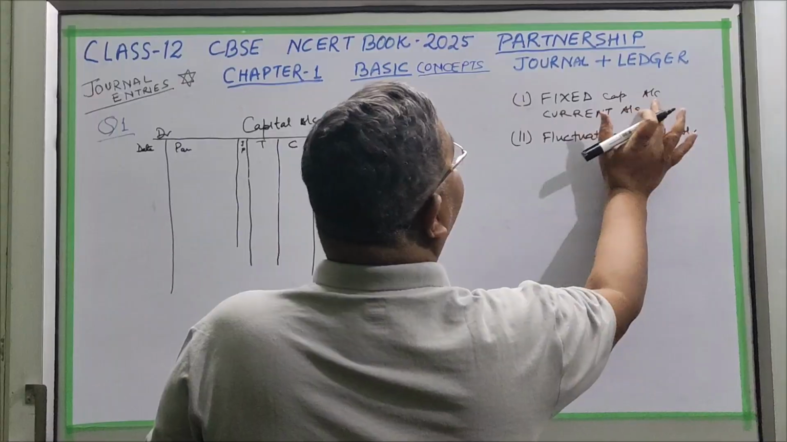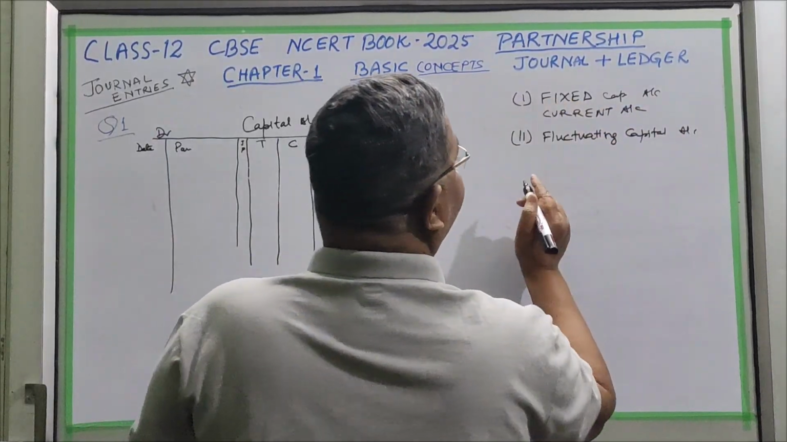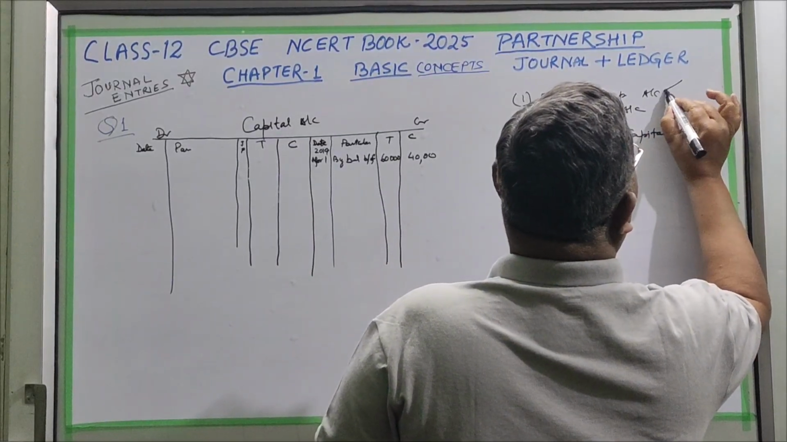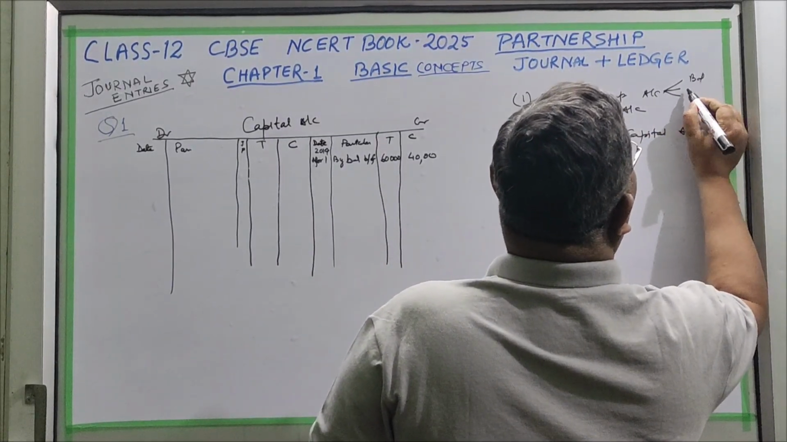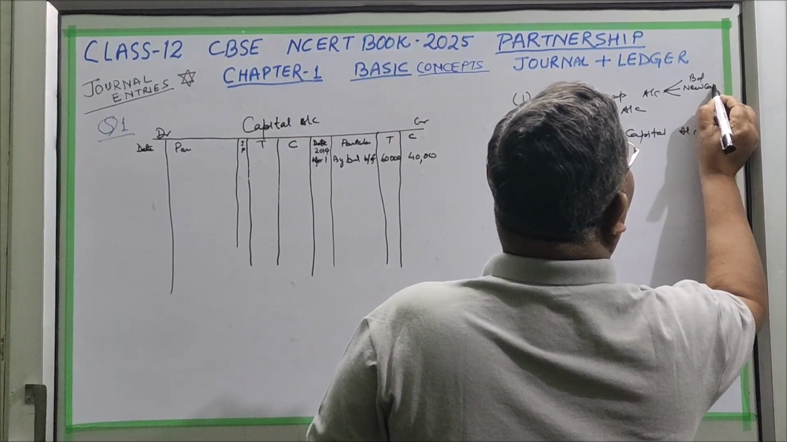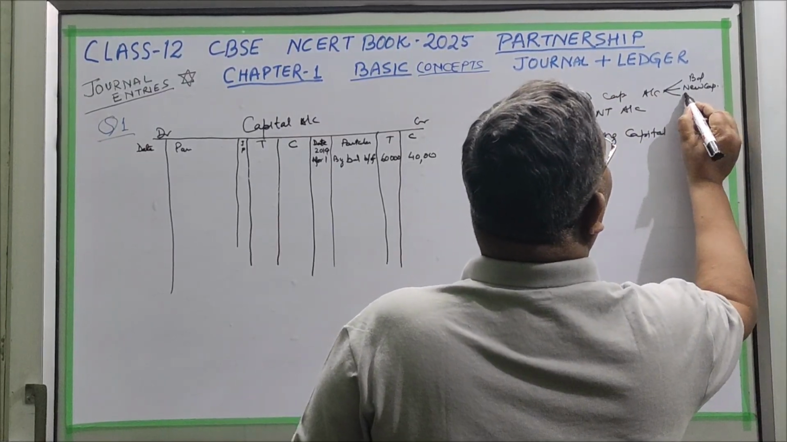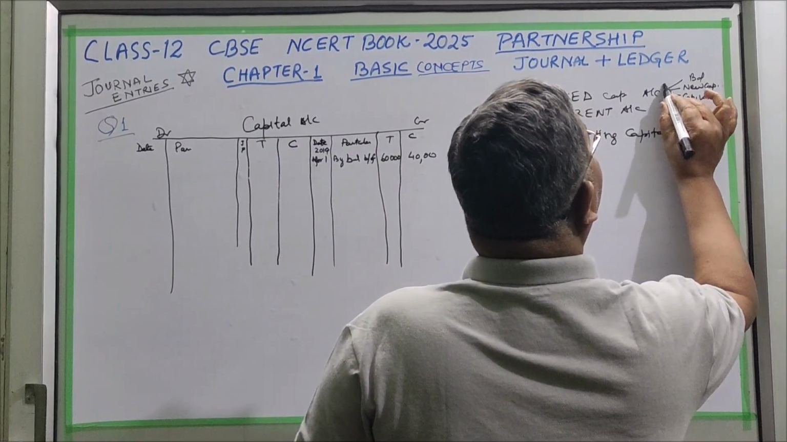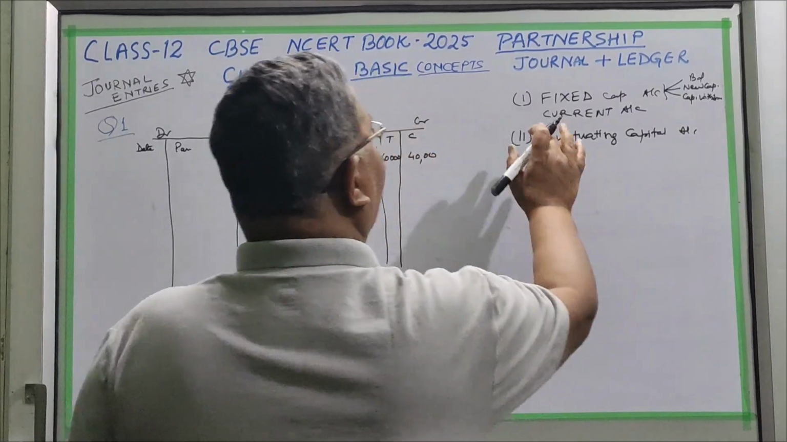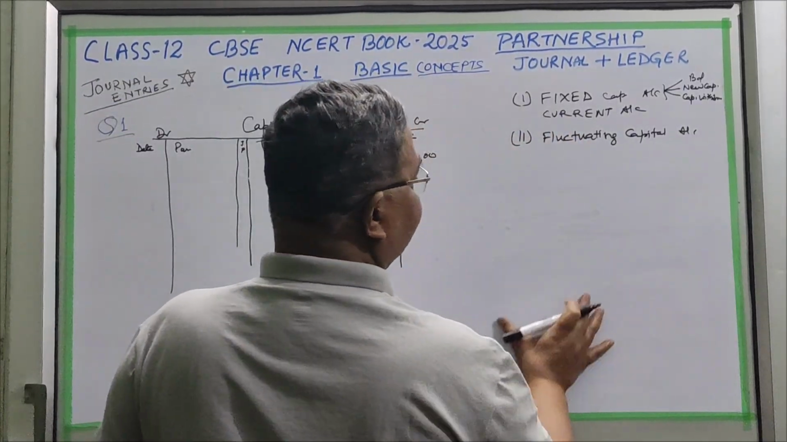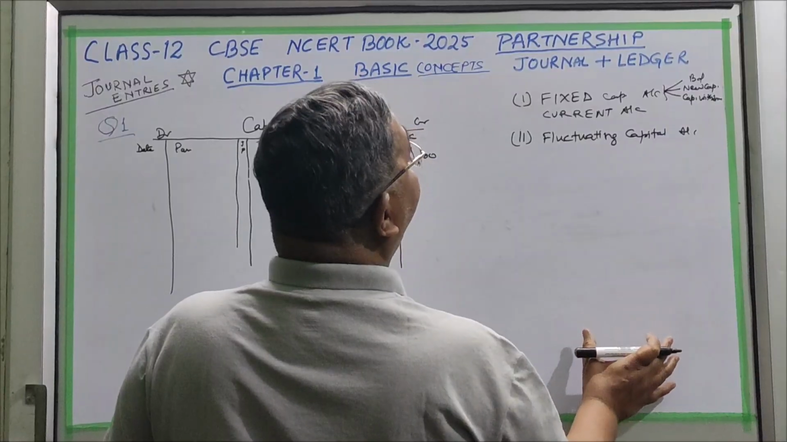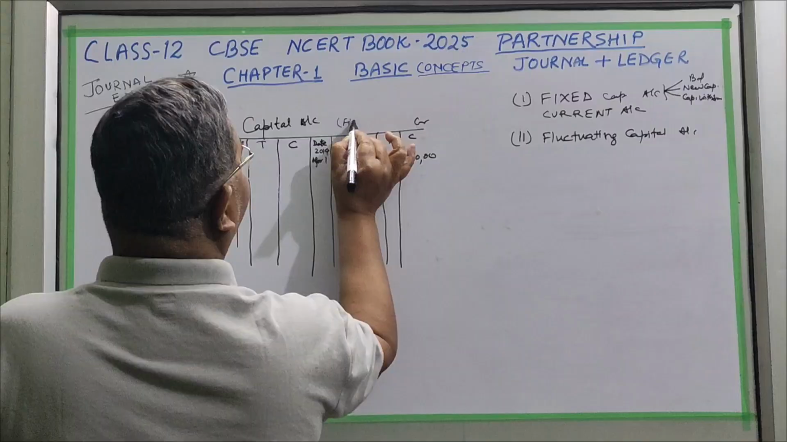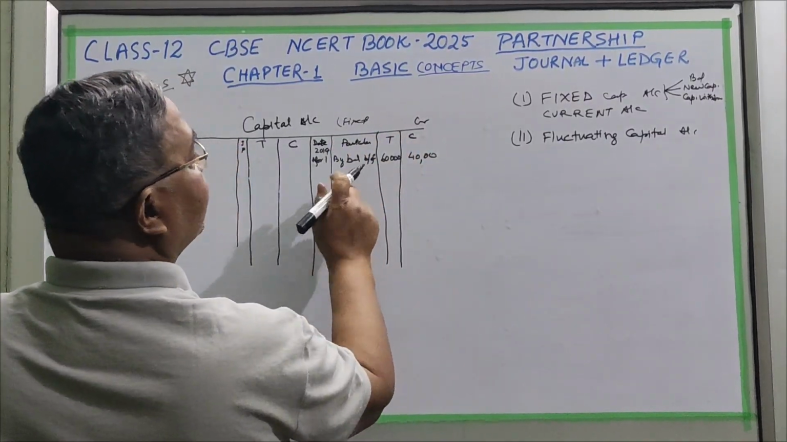Now I am talking about fixed capital and current capital. If capital is fixed, what entries will be there in the capital account? Entries will be there: balance, then new capital given by the partner, or capital withdrawn. Only these three entries come here. Other entries will not come, whatever I have shown in the capital account in the fluctuating capital. All entries will come in the current account. So if we are taking capital account as fixed, here only two are possible.